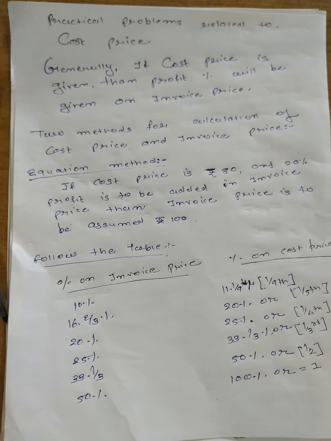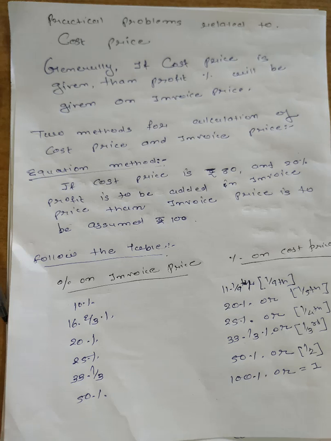Now if we want to find out this percentage on cost price, you have to just deduct 1 from the denominator. So here it is 1 divided by 10, so it will be 1 divided by 9 on cost price. Same for 16.23%. If you simplify this form, it is 1/6. So 1 upon 6 on invoice price must be 1 upon 5 on cost price.